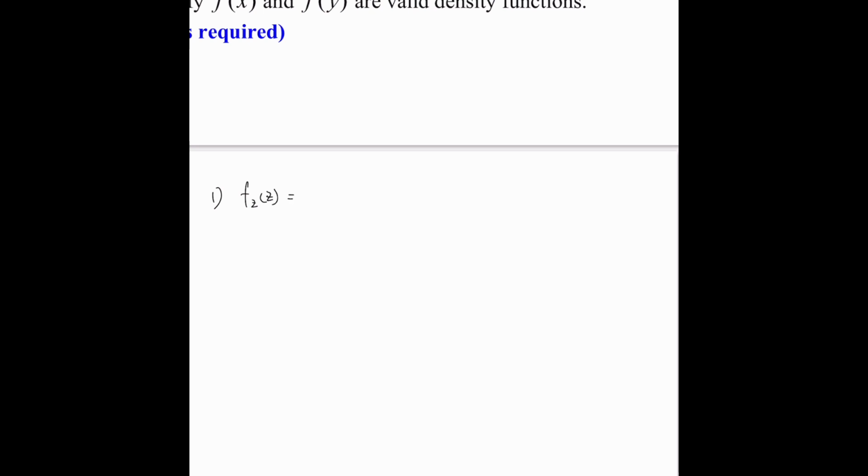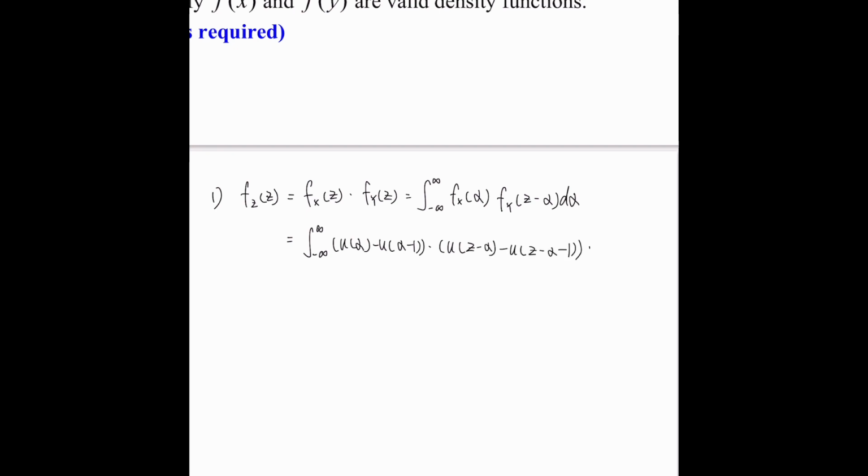f_Z equals f_X(z) convolved with f_Y(z), which equals the integral from negative infinity to infinity of f_X(alpha) times f_Y(z minus alpha) d alpha. So we plug in f_X and f_Y, which equals the integral from negative infinity to infinity of [u(alpha) minus u(alpha minus 1)] times [u(z minus alpha) minus u(z minus alpha minus 1)] d alpha.